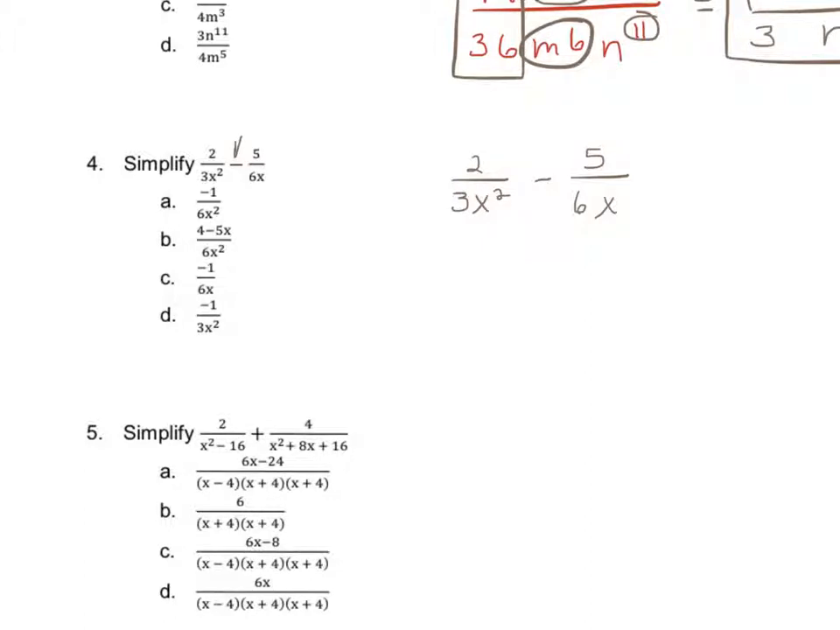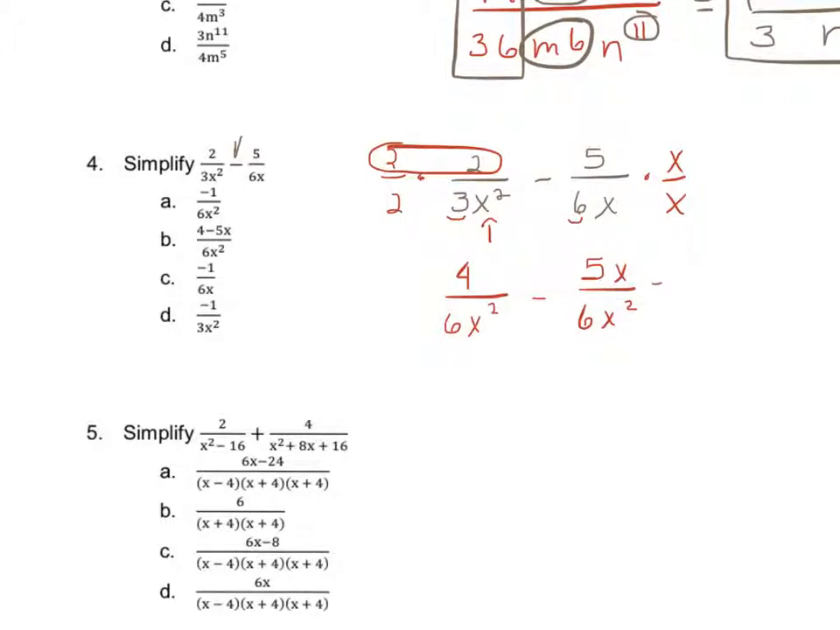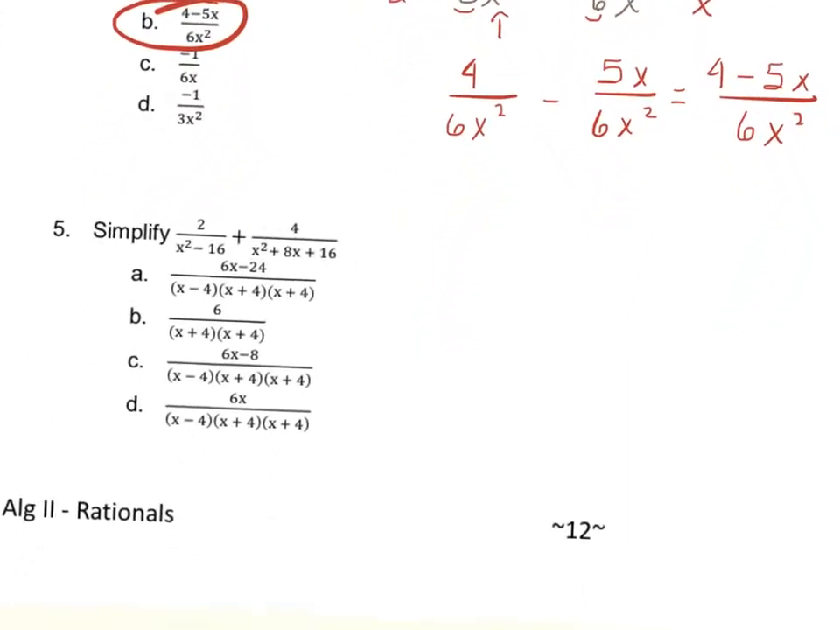Alright, now I take them times versions of 1 to have the same denominator. So if I look at the 3 and the 6, I certainly have to take this one times a 2 over 2 to make the denominator a 6. This has got an x squared in it, so the one on the right needs to be taken times x over x. So now I'm multiplying the top times the top. I got 4, and the bottom times the bottom over 6x squared, minus top times top, 5x over 6x squared. And now I can actually subtract the numerators. 4 minus 5x all over 6x squared. Answer B.